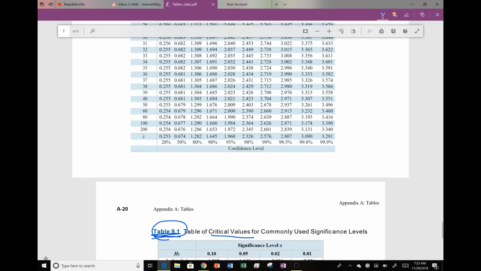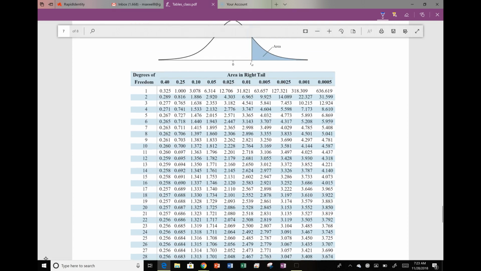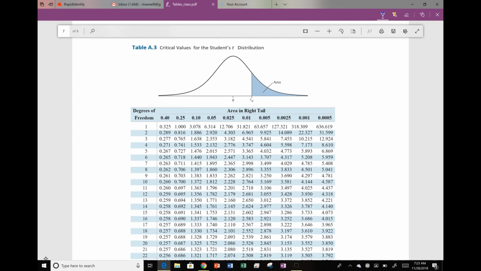Now, if we are looking at a T test, we're going to look at the T chart, and we have to find degrees of freedom, which, recall, is n-1. So let's say that our n is 15, our alpha is 0.05, and we're looking at a left-tailed test. Since my n is 15, my degrees of freedom is one less than that, so that's 14.